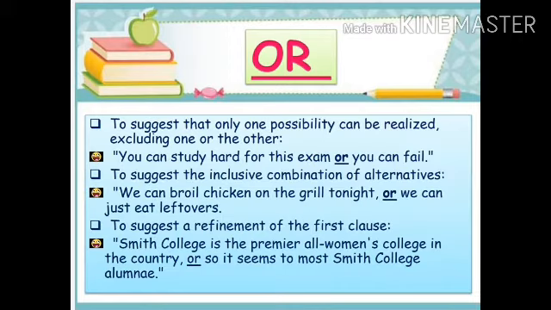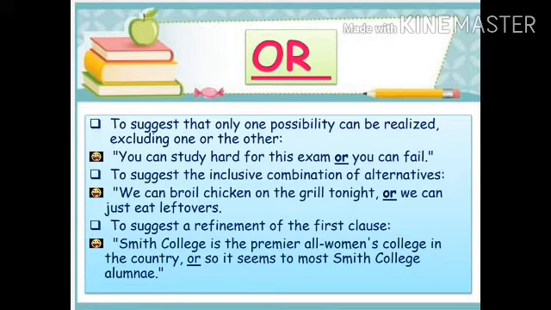Move on to the next one, usage of or. Let us see how to use it. To suggest that only one possibility can be realized, excluding the other. For example, you can study hard for this exam or you can fail. Then the next usage suggests the inclusive combination of alternatives. Example: you can broil chicken on the grill tonight, or we can just eat leftovers.